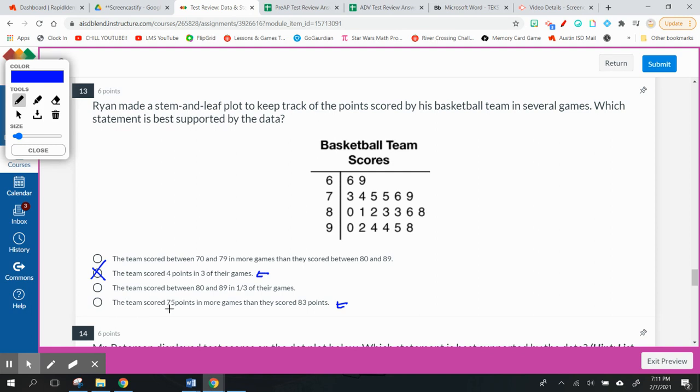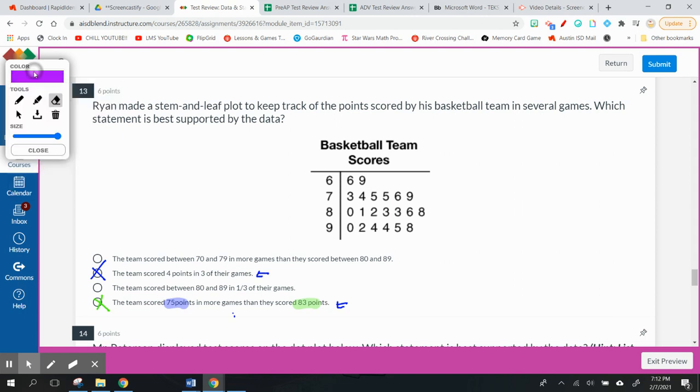The team scored 75 points in more games than they scored 83 points. That's going to be a quick one. 75 points, that's 2 games. And 83 points would be also 2 games. So that is not true because they are equal. False. Okay. Now let's erase this so we can look at the next one.